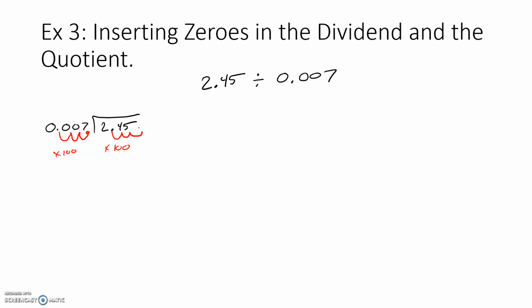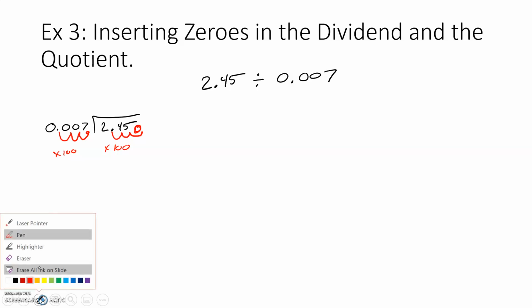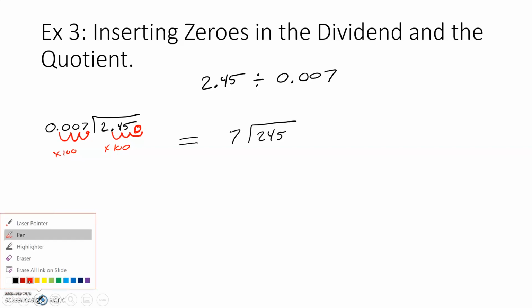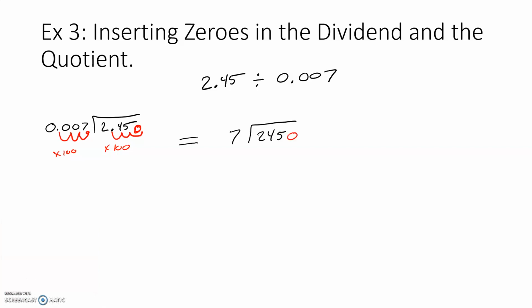I moved it over and I don't have a number there. So what I need to do is add a 0. All right, so I ended up inserting a 0 into my dividend. And I'm going to have to do the same thing in my quotient. So that now my number equals 2,450 divided by 7. I multiplied it by 100, so I had to move it over 3 spots, but I had an empty spot that I had to fill in with a 0.